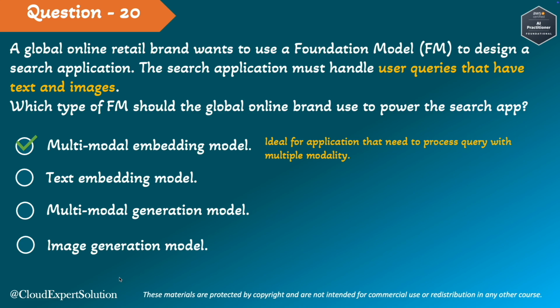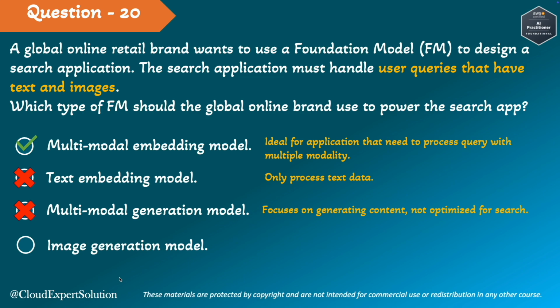Second option is text embedding model. Text embedding model only processes text data, but we need modality of text and images. Hence, this is not the correct answer. The third option, multimodal generation model, although option number 2 and option number 3 is quite similar multimodal model, but please remember multimodal generation model focuses on generating content not optimized for search. We need to create an application that can handle search. Hence, multimodal generation model is not the correct option for us.